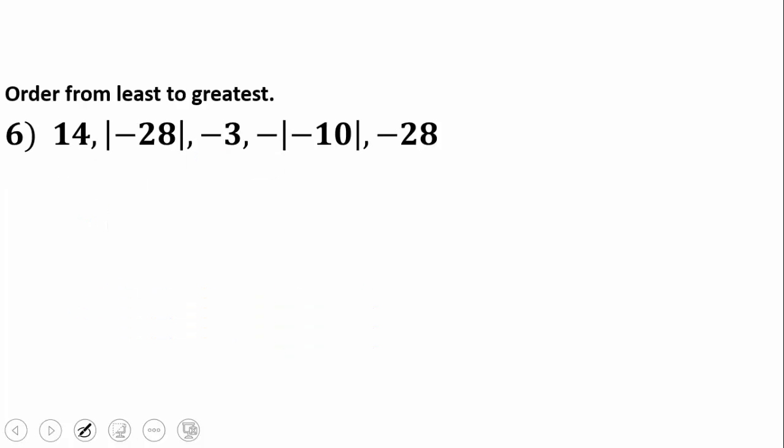We're going to order these from least to greatest, ladies and gentlemen, and the way to do that is to make them all integers. So we want to get rid of the absolute values. And the best way to do that, well, I'm going to use a different color.